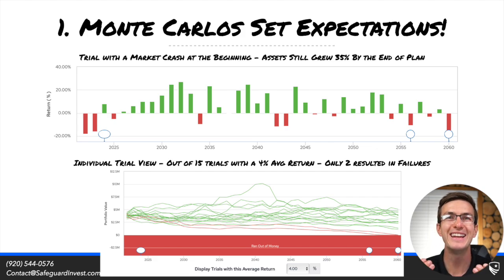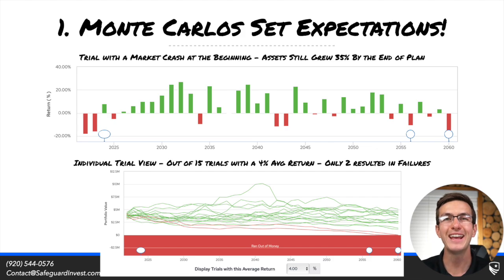Now, interestingly enough, what we'll see is that most of the failures come when this person is earning less than 4% on their money. For instance, out of the 15 trials with an average 4% return, only 2 of those trials were failures. And a lot more of those failures happen when we start looking at returns less than 4%. And so that might be a situation where that retiree is comfortable assuming the risk of only having a 93% probability of success, because most of the failures come when they're earning a fairly modest return.